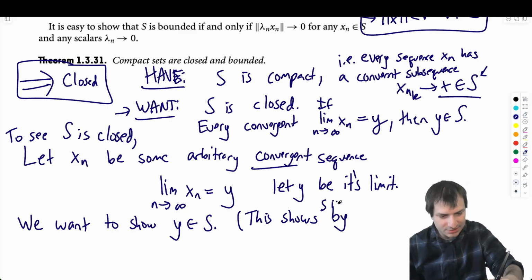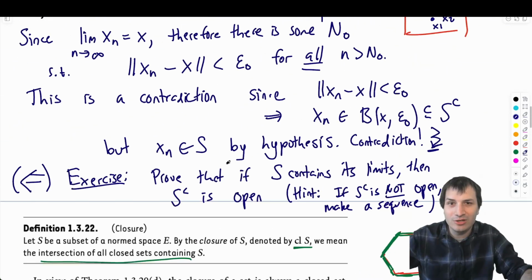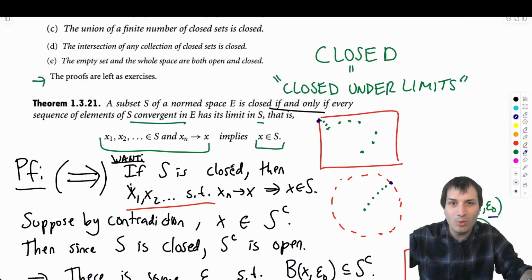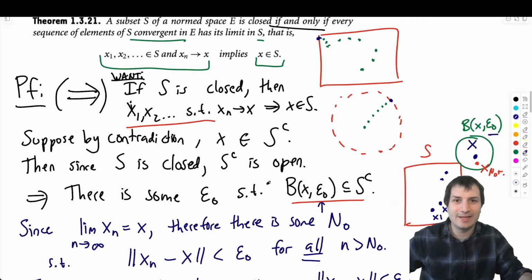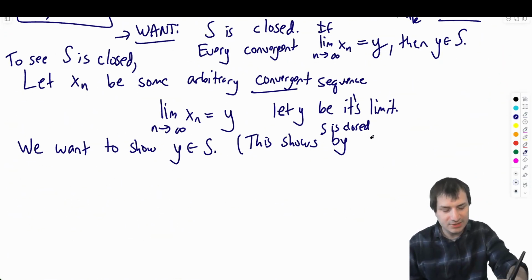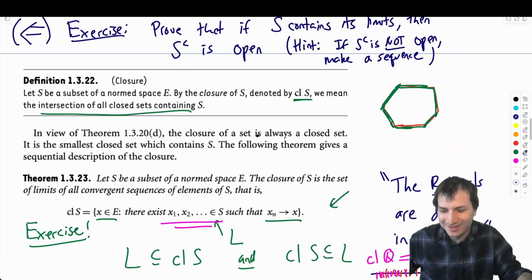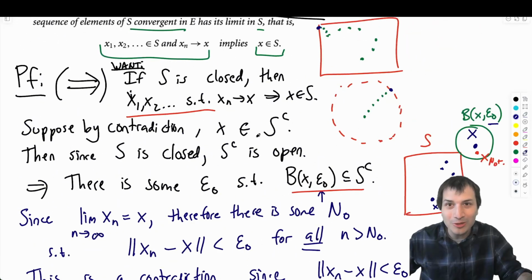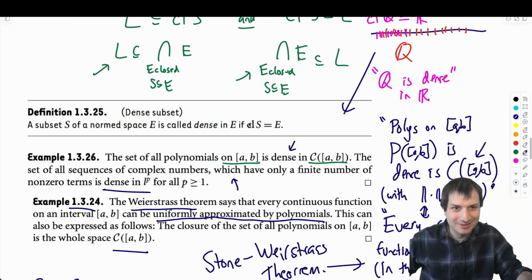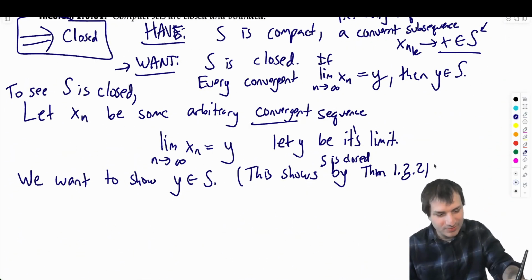This shows S is closed by, okay, we can even scroll up and quote it. What theorem was that? It's closed if and only if it contains its limits. Here we go, Theorem 1.3.21. Okay, amazing. Let's go fix the thing. Okay, lots of scrolling. Okay, so that's what we want.